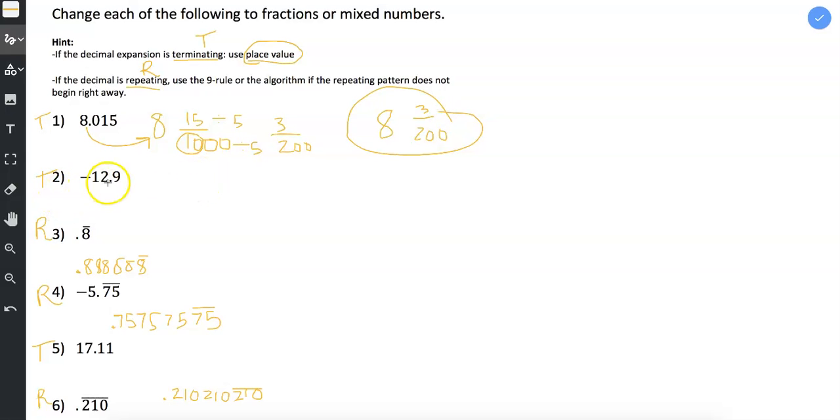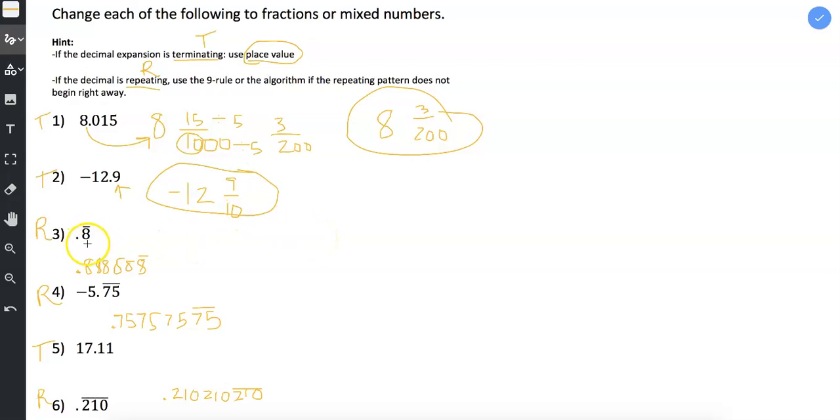Right, example 2, negative 12.9. This is a terminating decimal, so we use place value. So we get negative 12 and then 9 tenths, since this is the tenths place. And 9 tenths can't be reduced, so we're finished with that problem.